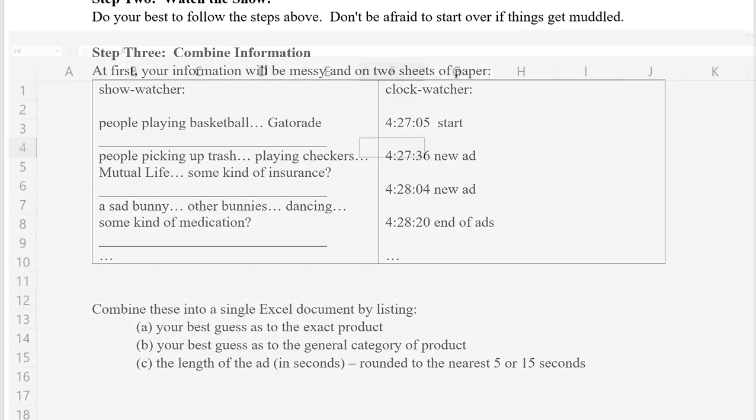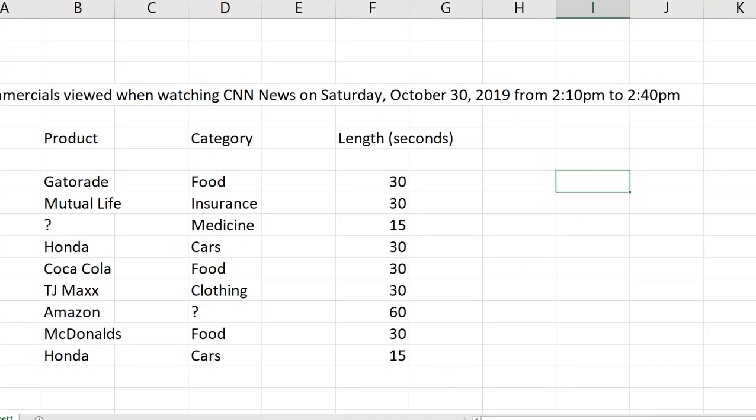So here you have sort of an Excel document. Write out your information. What were you watching? When did you watch it? When did you begin and end? And then you've got this list of products and list of categories. What do we do? Well, first, okay, so Gatorade is a food and Coca-Cola is a food and such like that. And then you round all your lengths to a certain amount of time. Now, what we want to do is come up with percentages for each category.